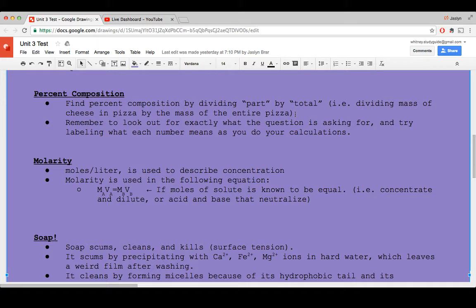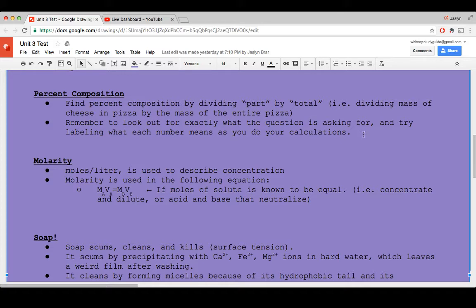It's just basic division. And when I get tripped up on percent composition, it's usually because I don't know which value corresponds to what substance. So what I try to do is label what each number means. I just write really quickly under the number, like, oh, this is gum plus wrapper, and this is mass of sugar.